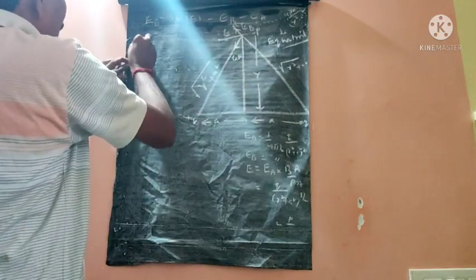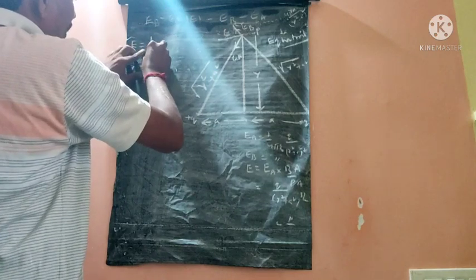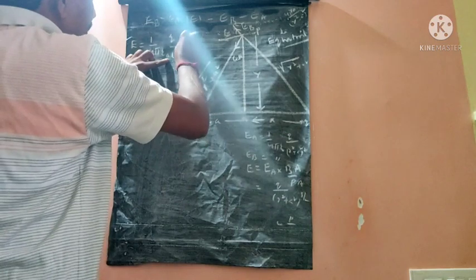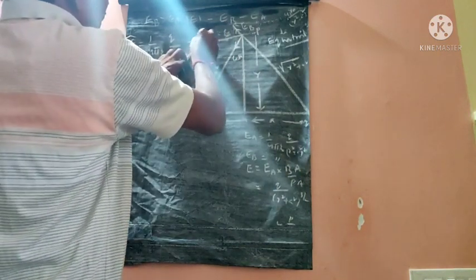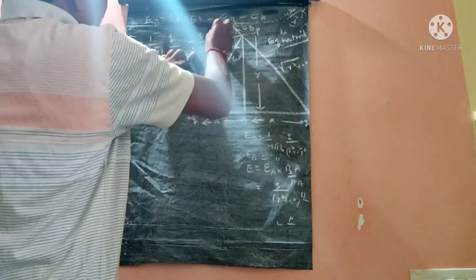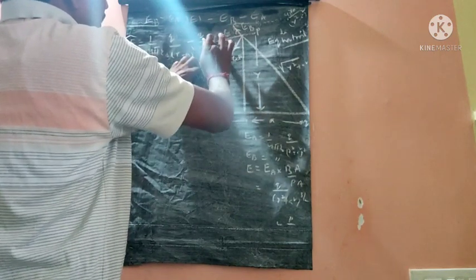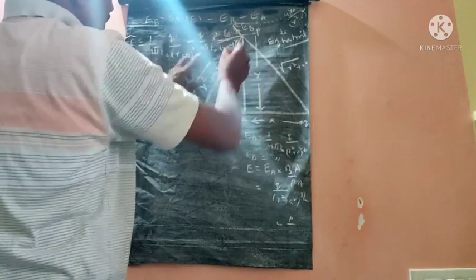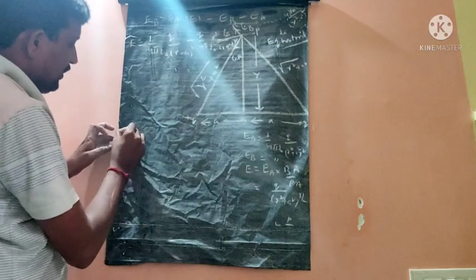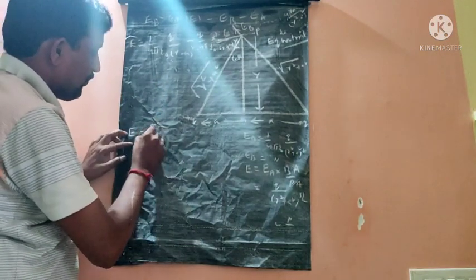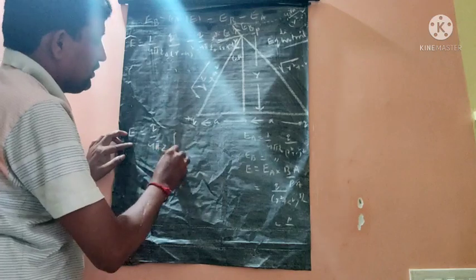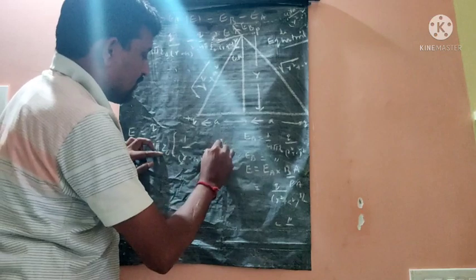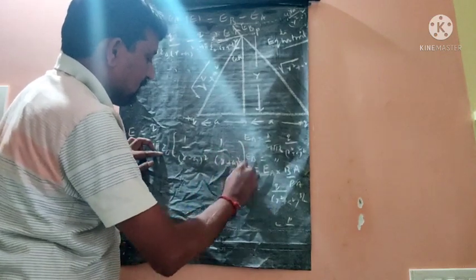So E is equal to EB minus EA. EB value is 1 by 4 pi epsilon naught q by r minus a whole square, minus EA value q by 4 pi epsilon naught into 1 by r plus a whole square. Here E is equal to q by 4 pi epsilon naught taken common, so 1 by r minus a whole square minus 1 by r plus a whole square.